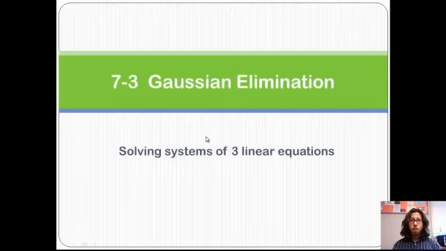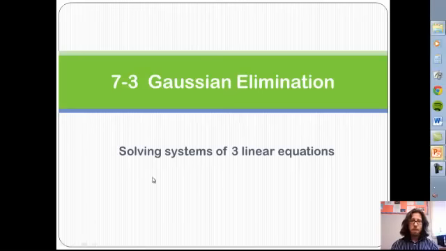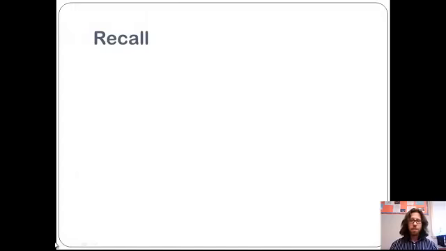All right, so here we're moving on to chapter 7.3, Gaussian Elimination, named after the famous mathematician Gauss. I should probably know his first name. Anyway, solving systems of three linear equations. So the idea here is that we're basically going to be moving into three dimensions.